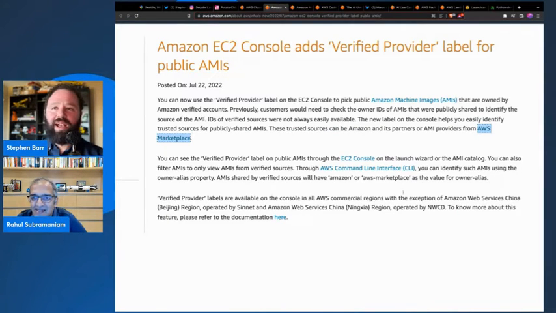Right. So Amazon EC2 console adds verified provider label for public AMIs. The idea is that anyone can put anything on the marketplace. Well, I guess what comes up with any repository of code that you might use, unfortunately, part of human nature is that someone might put something in there that's malicious. So what does verified provider look like?